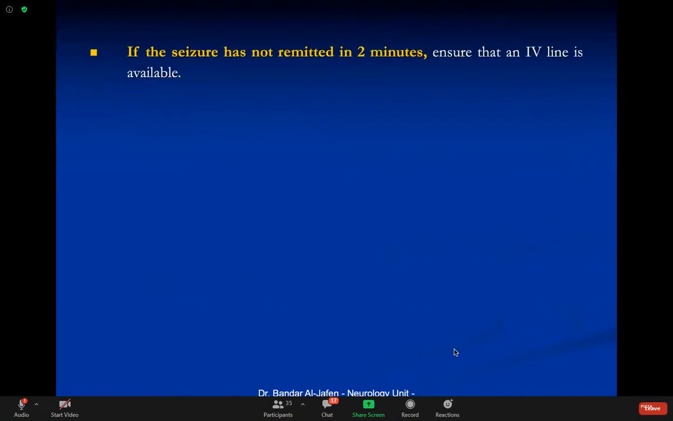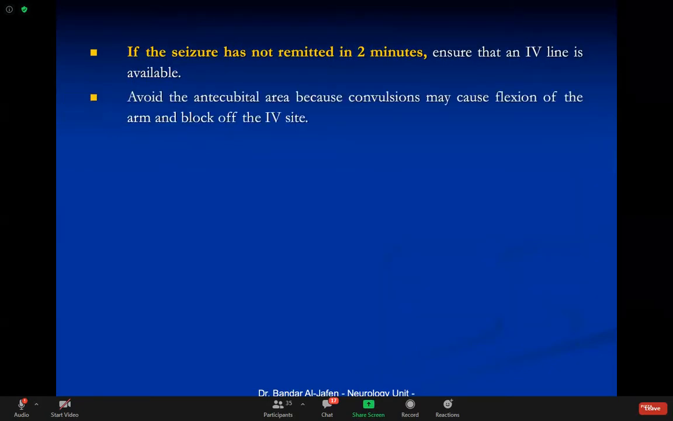After your benzos, and the seizure has not remitted in 2 minutes. Let's see, avoid antecubital area. These are just some recommendations on where to insert the IV site. So don't put it in the antecubital area, because there might be excessive flexion and it'll block off the IV site.